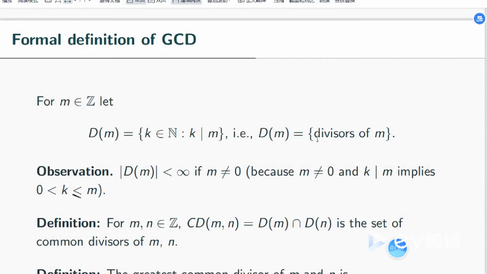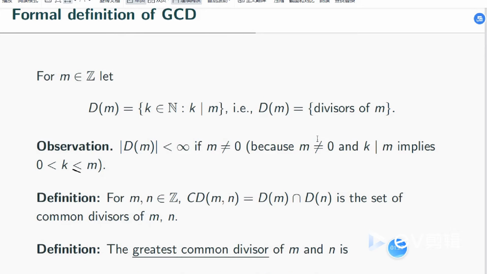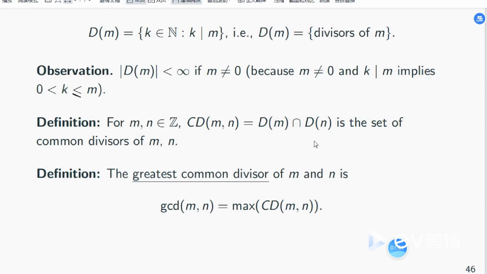So this is the formal definition of the greatest common divisor. For m and n that belong to the integers, the common divisors of m and n are the intersection of the divisors of m and the divisors of n. And the greatest common divisor is the max integer of the set of common divisors of m and n.